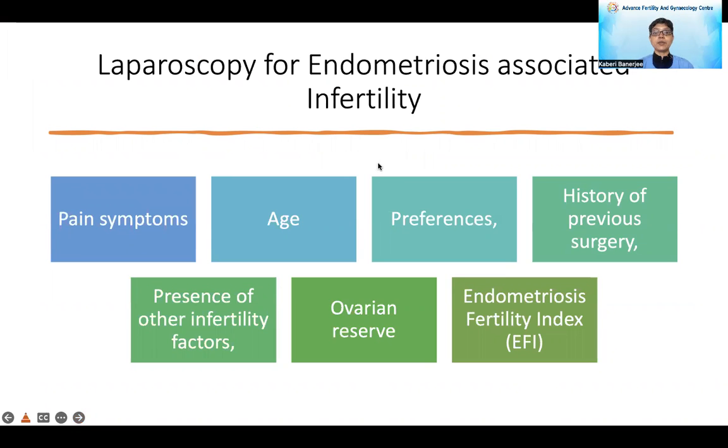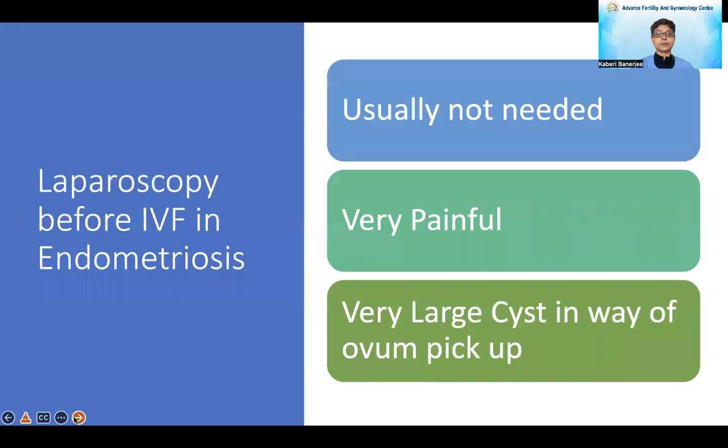Now, what is the laparoscopy for endometriosis associated infertility? What do we look for? So, if we are doing surgical treatment, we have to see, is there associated pain, age, what are her preferences? Is there any history of previous surgery? What is the other infertility factor, including ovarian reserve, male infertility? And then after the laparoscopy, we figure out the EFI.